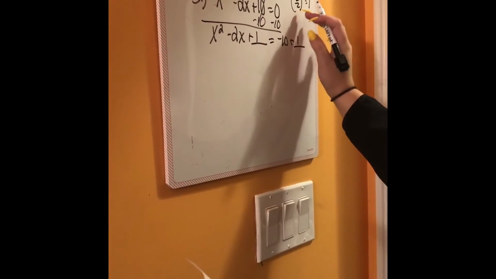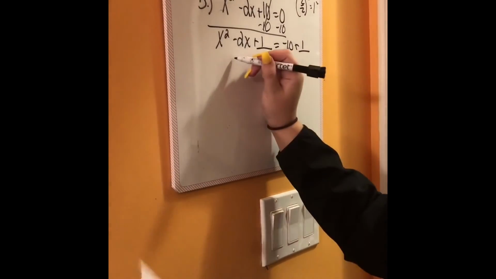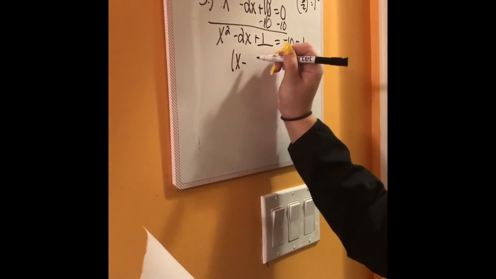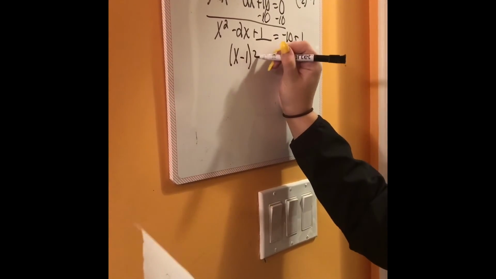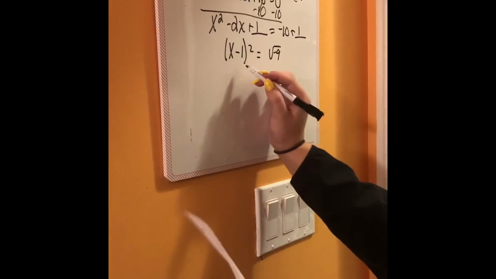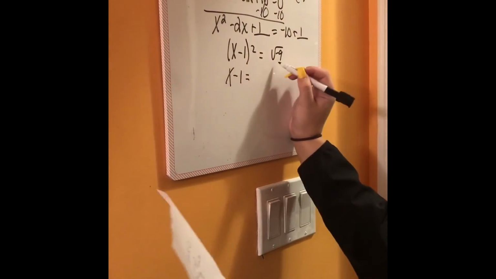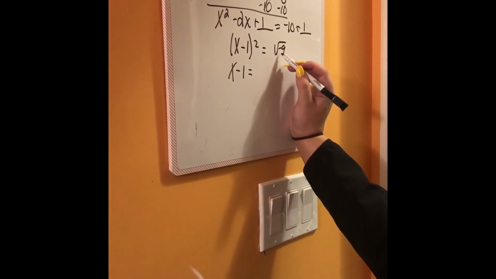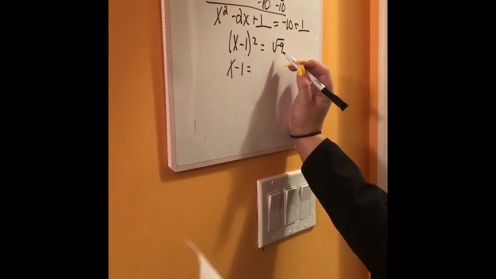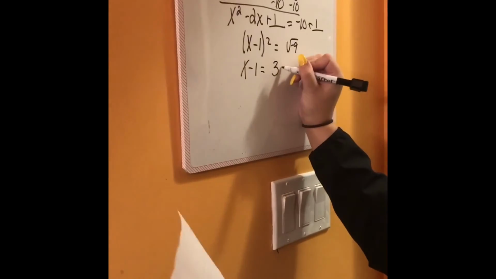And then you take the number that you got from dividing 2 over 2, which is equal to 1, in parentheses, x minus 1 squared equals square root of negative 9. Then x minus 1 falls out of the parentheses, and then you're going to take the negative out of the square root of negative 9, and then the square root of negative 9 is 3, and you're going to make the negative the i.